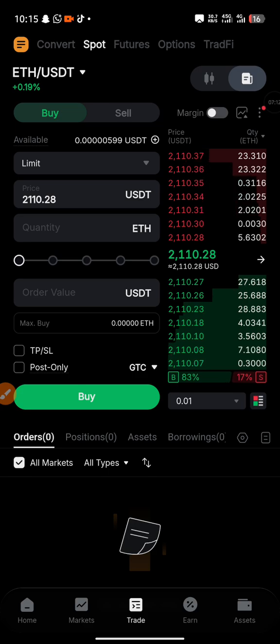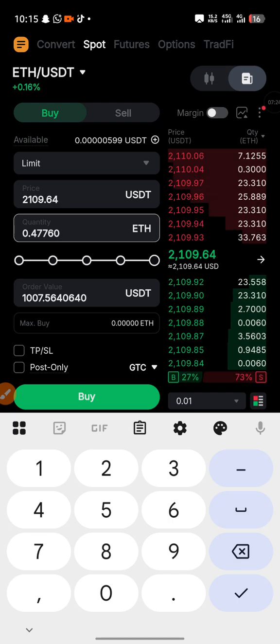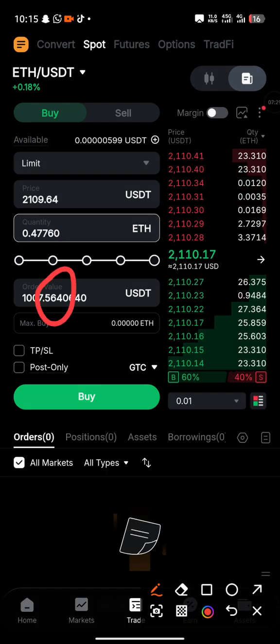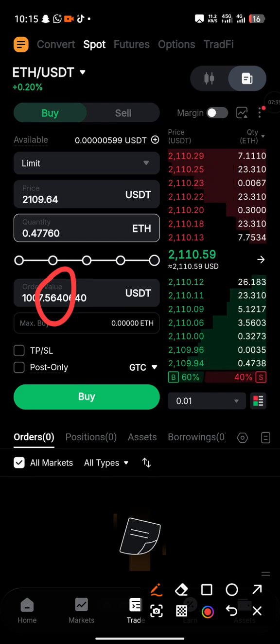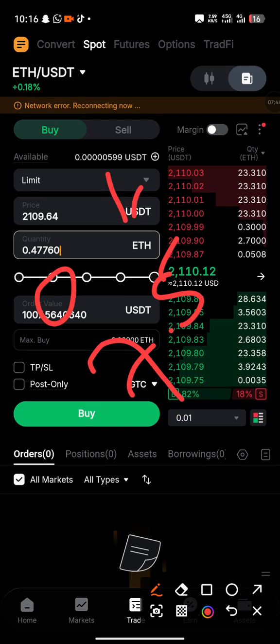And what volume was that? 0.47760. Now come to this place, 0.47760. Now you see it. How much do we now have? We have 7 USDT here instantly. This is what we have: 7.5. So when you sell now, this is exactly what you're going to get. Remember, it was 1000 USD and now it's 1007.5. You can see this is exactly how this works.